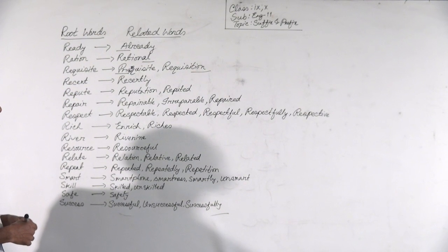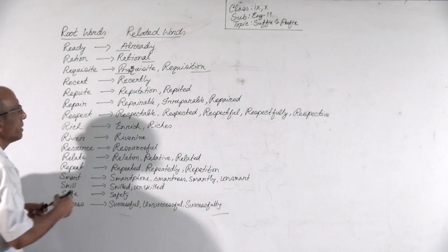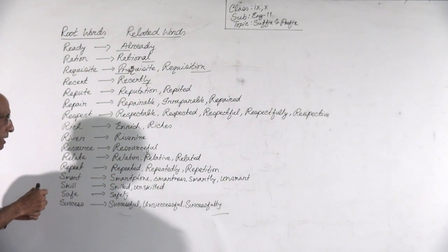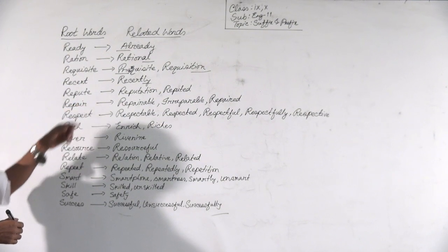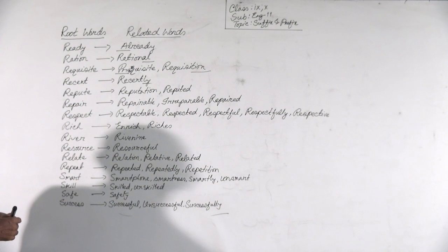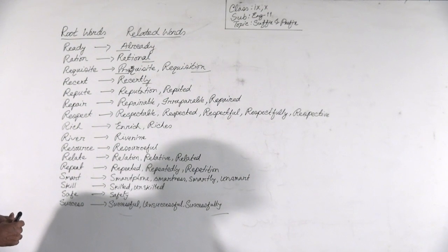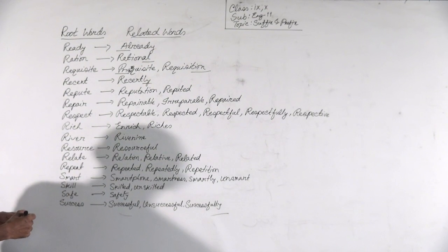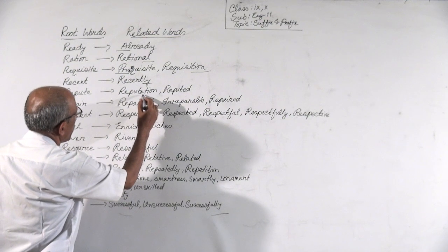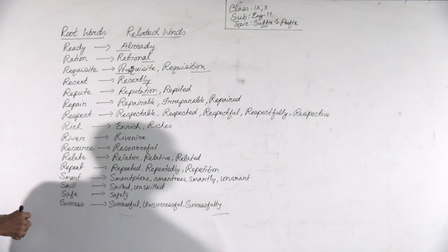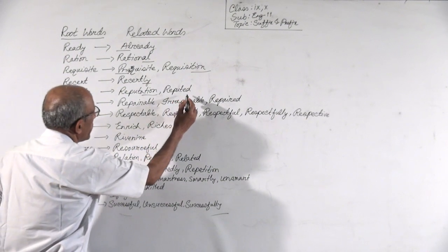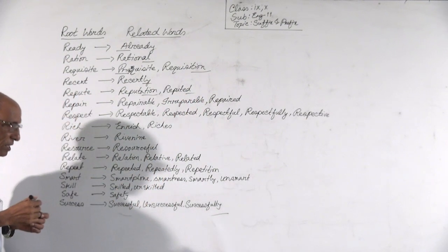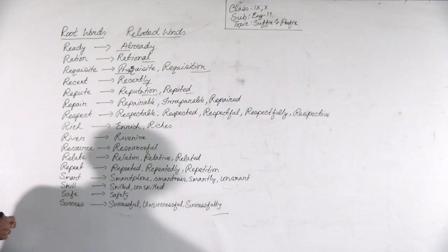Recent is an adjective. If we add suffix ly, then it will be recently. Recently is an adverb. Repute is an adjective. If we add ation, then it will be reputation. Reputation is a noun. If we add d, then it will be reputed. Reputed is an adjective. Okay.